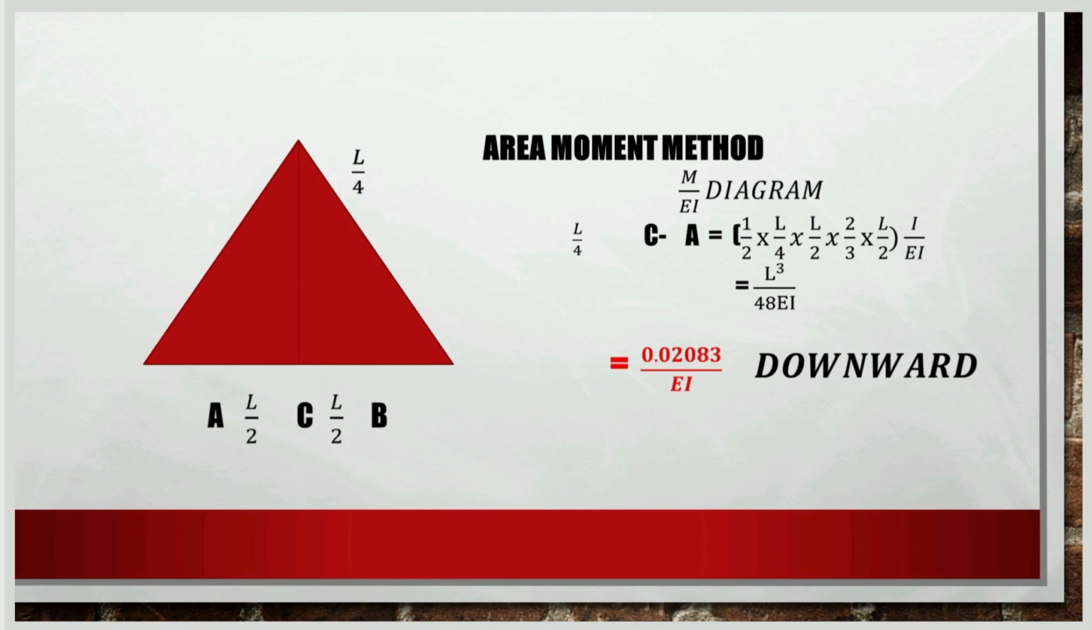So here, as you can see, we have our area moment method, M over EI diagram. C minus A equals 1 over 2 times L over 4 times L over 2 times 2 over 3 times L over 2 times 1 over EI. We have L cubed over 48 EI equal to 0.02083 over EI, downward.